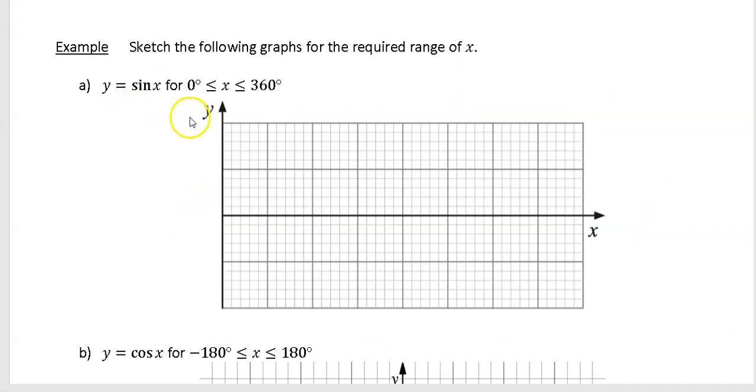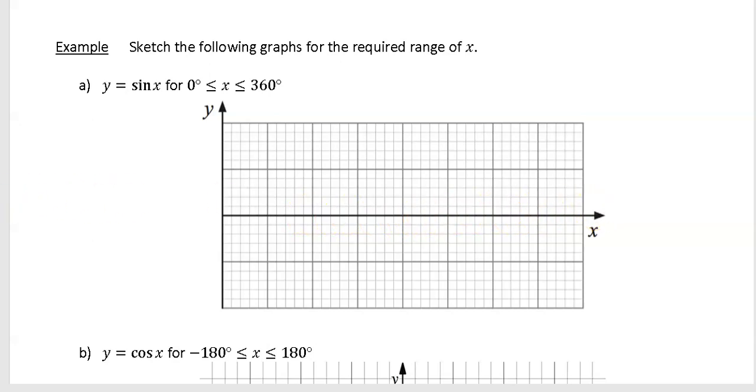Okay, it says here, sketch the following graphs for the required range of x. So the required range is important. That means our graph, we are going from 0 to 360. And the above ones I gave you were minus 360 to positive 360, just 0 to 360. So we're looking at the big squares here. So that's one big square, 2, 3, 4, 5, 6, 7, 8. So I've got 8 squares here.